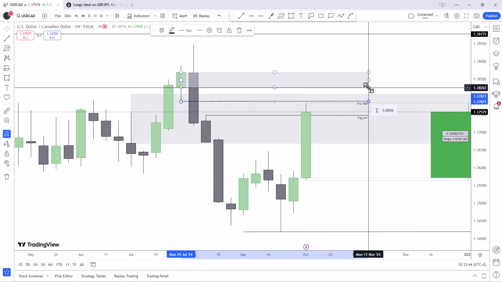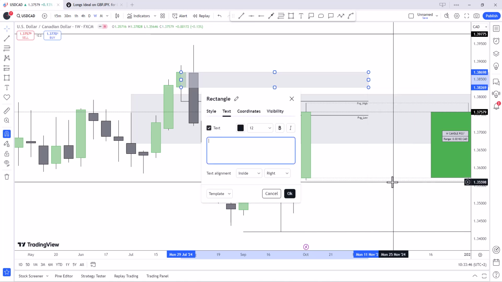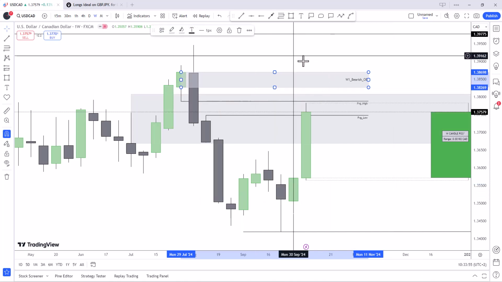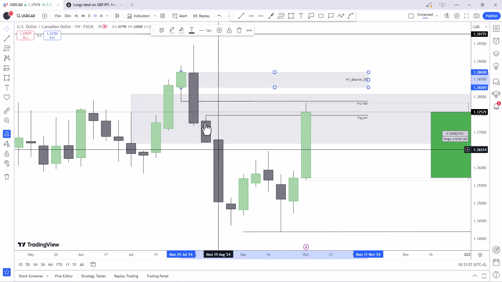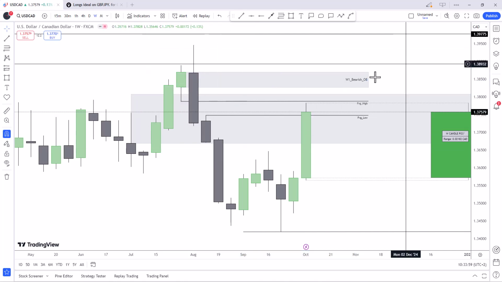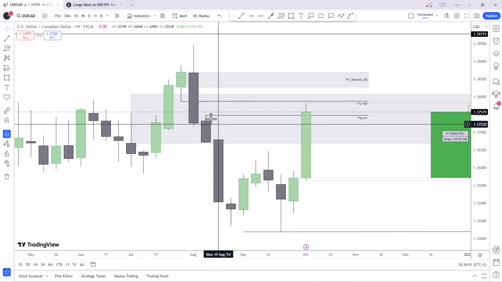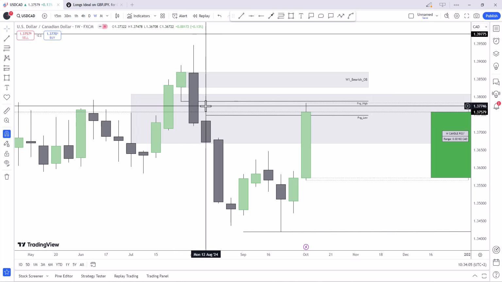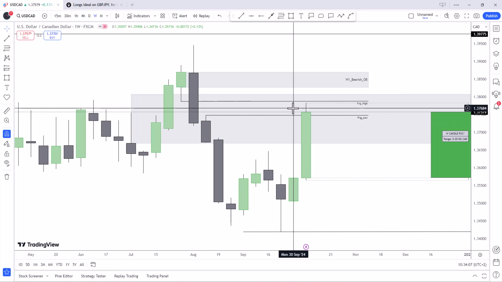And then here we've got the weekly bearish OB, right? Here we've got the bearish order block on the weekly chart. Now that's a high probability scenario that we have here, a bearish order block that's accompanied by a fair value gap. That's a high probability setup for shorting opportunities.